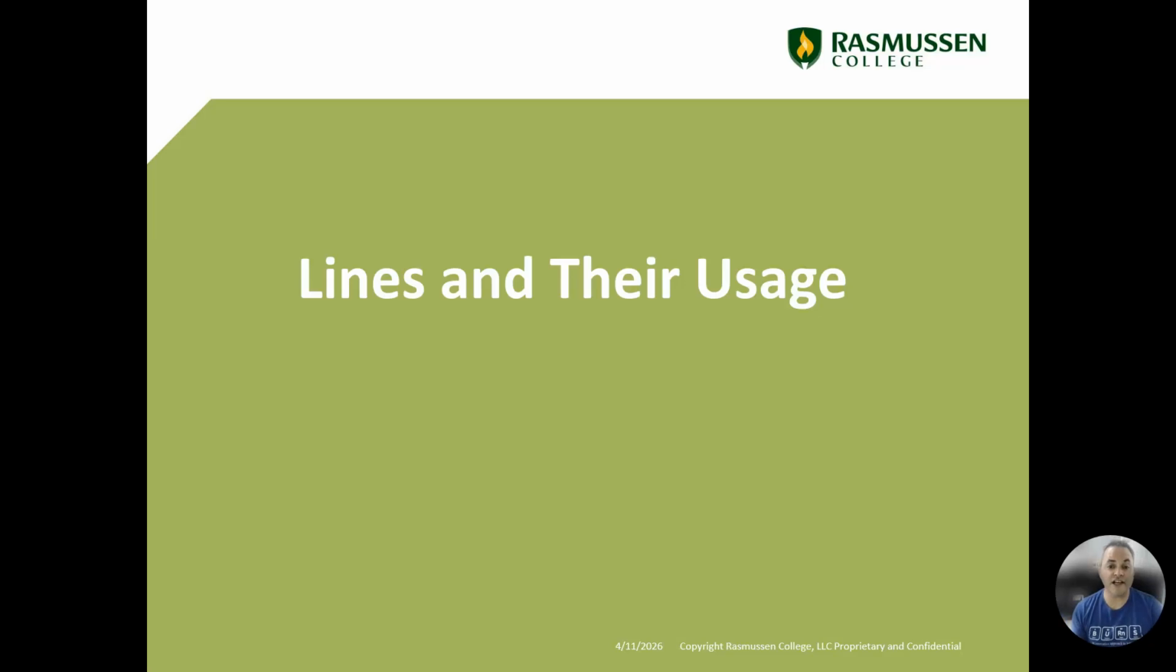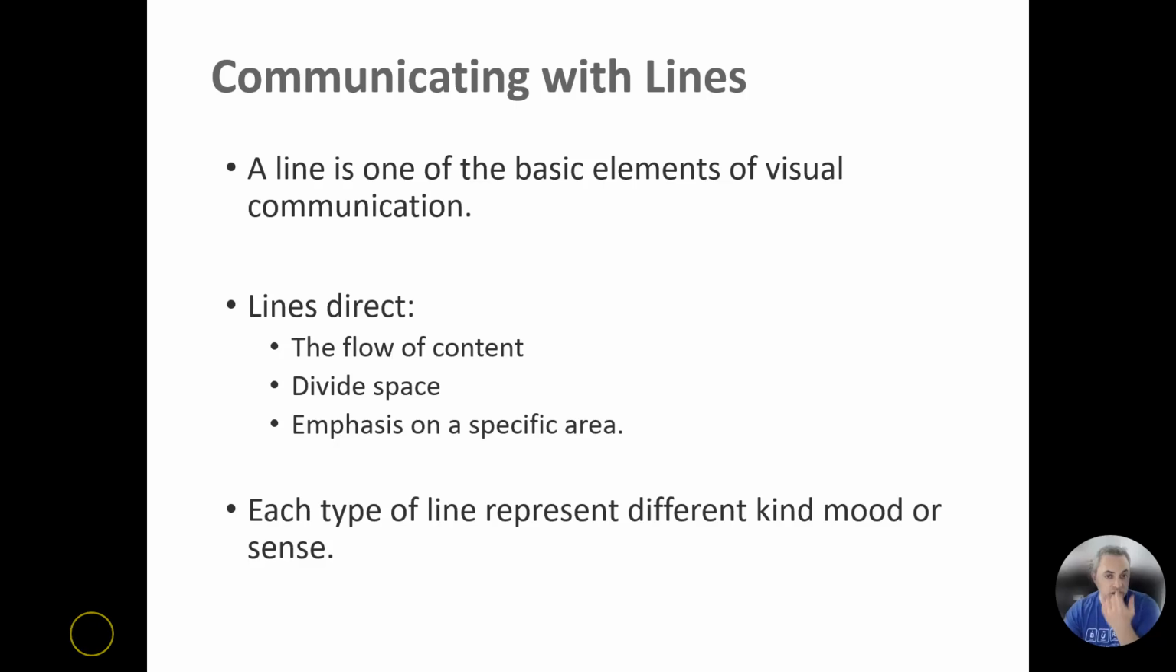Other than that, let me give you the last piece of the puzzle for sensory responses, which are lines and how lines are used in visuals and why they matter and why specific lines are placed to target specific demographics and specific people that are looking for that specific response type. Now, a line is one of the basic elements of visual communication. Lines direct the flow of content, they divide space, and they create emphasis on a specific area. Each type of line represents a different kind of mood or a sense in some aspect.